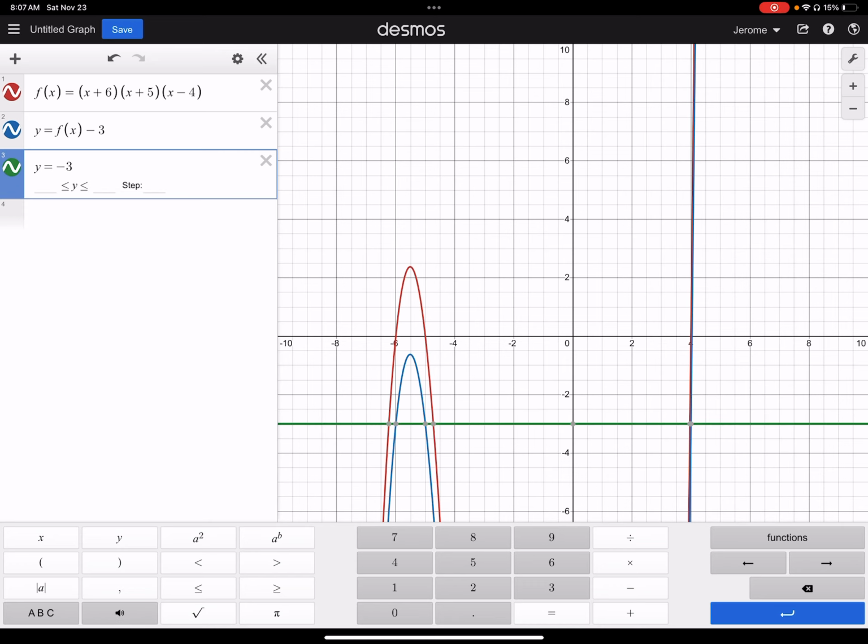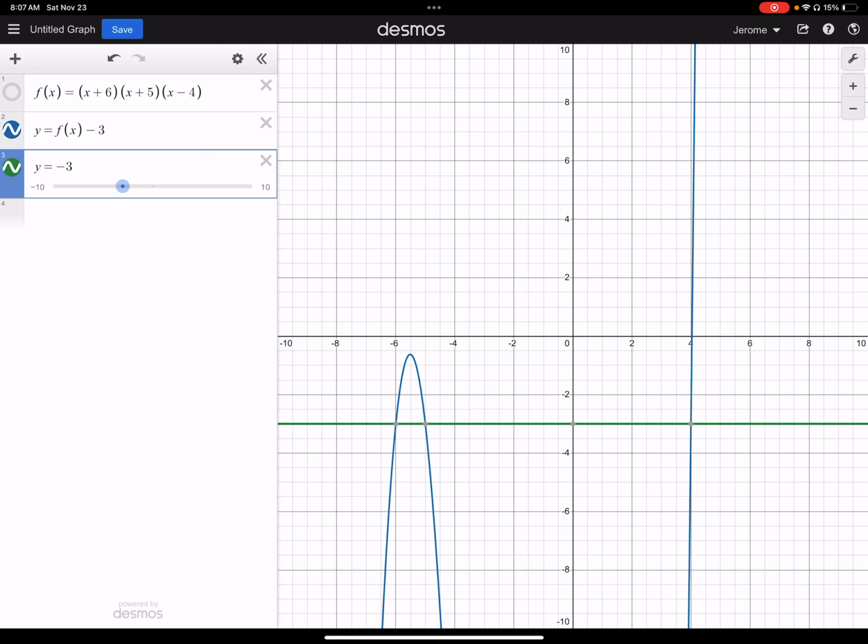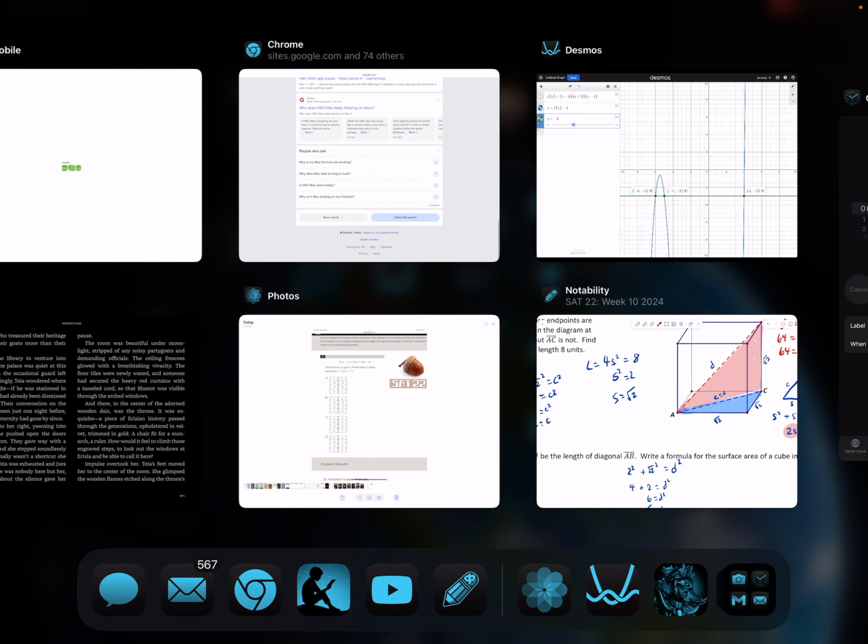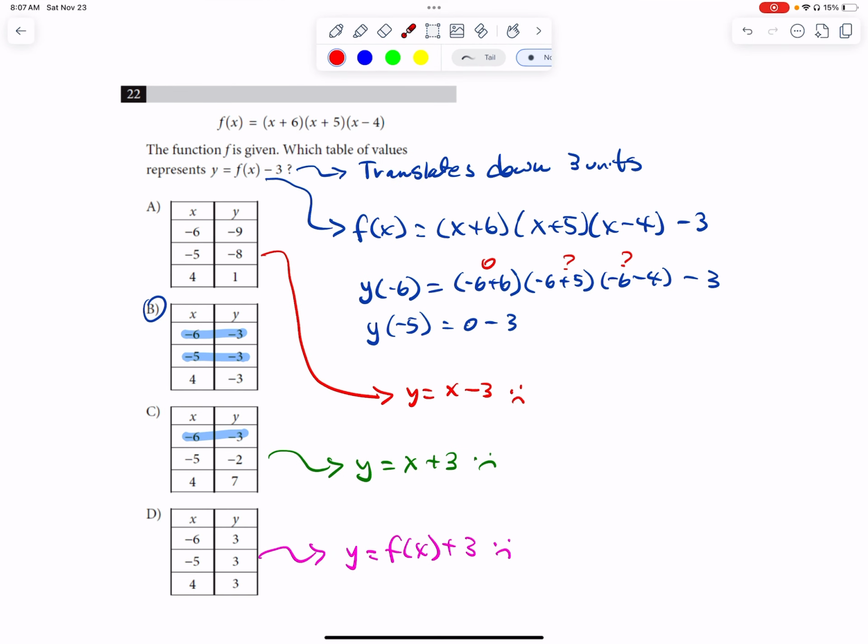And now watch this. I'm going to hide this red graph. Just look at the new blue graph, and let me highlight each one of these points. And then you can see the answers right there. Negative 6, negative 3, negative 5, negative 3, 4, negative 3, which is essentially our table of values from answer choice B.